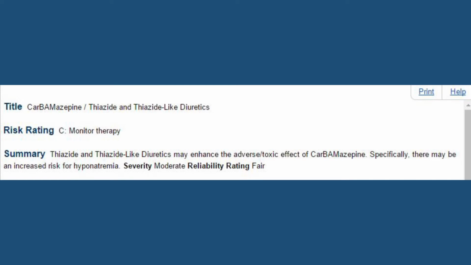Some drug interactions are not due to pharmacokinetic effects, but are just additive pharmacodynamic effects. For example, both carbamazepine and hydrochlorothiazide can decrease blood sodium concentrations. When we look at the interaction, Lexicomp warns us that when we are using two drugs that both can cause hyponatremia, we might see more hyponatremia.